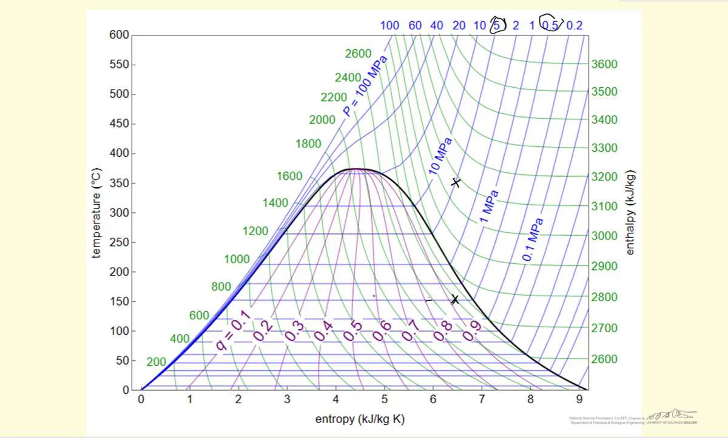And you'll notice these lines that correspond to constant quality. That's a quality of 0.9 here. So roughly the quality is about 0.92.